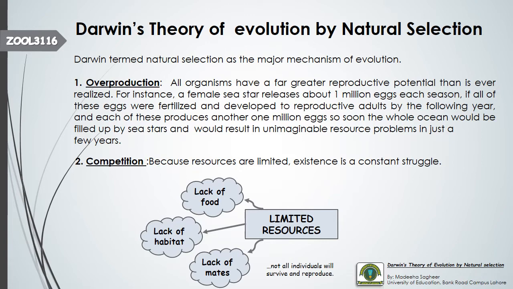If we talk about the resources of the environment, then resources are the food, the habitat, and the mate. These are the three basic resources that an individual needs to survive and make his or her existence. So if you can see that the environment has limited resources, there is a lack of food, a lack of habitat, no shelter is provided to most of the individuals, and a lack of mates. So not all individuals will survive and reproduce effectively. So competition is always there for survival.